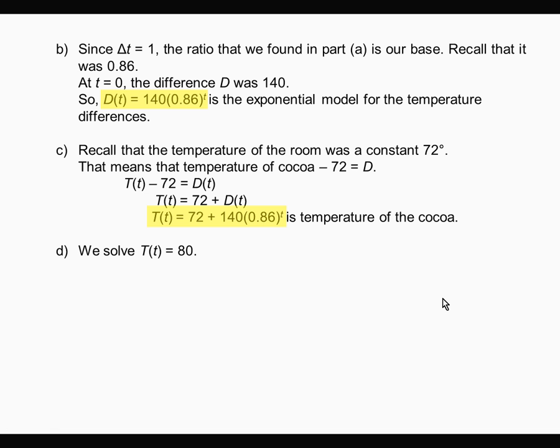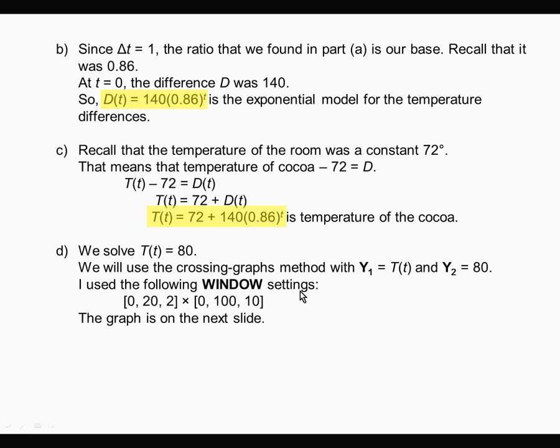Question D, we want to know how long before it's cooled down to 80 degrees, so we want capital T of T to equal 80. We want this expression to equal 80. So we're using the crossing graph method with y1 being T of T and y2 being 80. And there's going to be my window, because I'm hoping it can cool down in less than 20 minutes, but you never know. And my 100 for the max on the temperature is to go slightly higher than the 80.